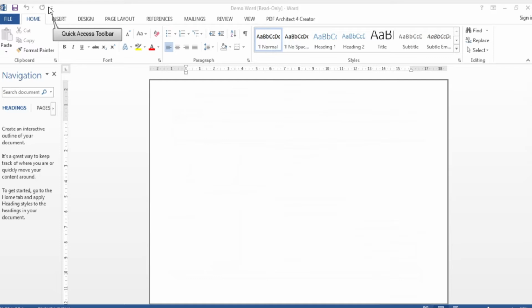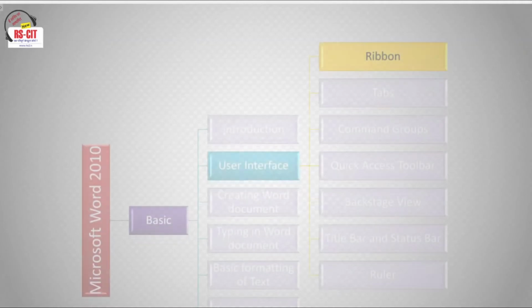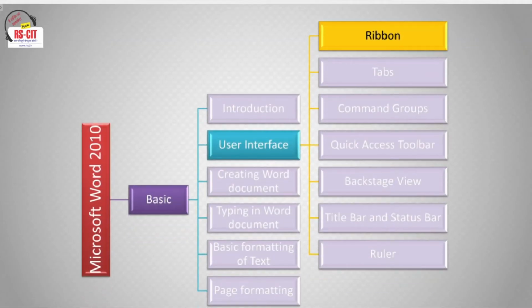To add commands to the Quick Access toolbar, click on the drop-down arrow to the right of the Quick Access toolbar. Select the command you want to add from the drop-down list and the icons of selected commands will appear in the Quick Access toolbar above. Below the Quick Access toolbar is a ribbon which was introduced in Word 2007 to replace traditional menu available in earlier versions.